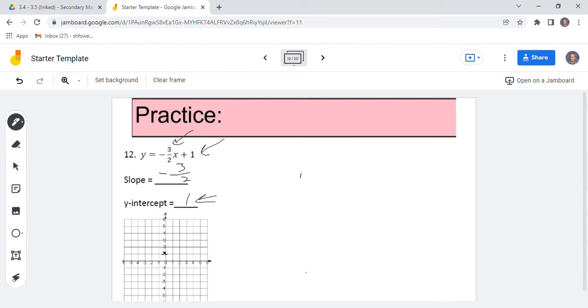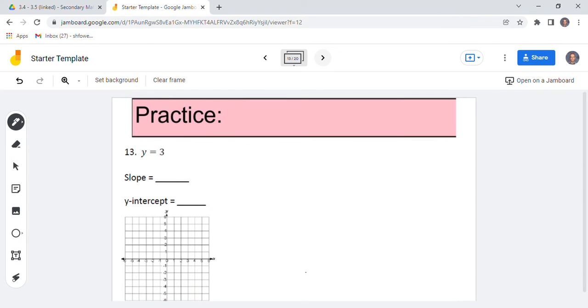Our slope being negative tells us we're going to go down 3 and to the right 2. So if I do that, go down 3 to the right 2, down 3 to the right 2, it will give me another point and another point. Reversing that would go to the left 2 and up 3. So we could go both directions. Finish that out by drawing our line through all those points.